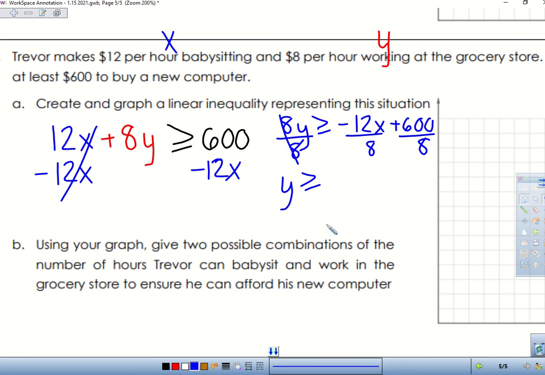We get y is greater than or equal to... Wait. I have a question. Wouldn't you flip the sign if you use the 8? Only if you divide by a negative number. Right. Oh, I think I might have done it wrong. So what does 12/8 reduce to if I divide the top and bottom by 4? 3/2, perfect. And then this is 600 divided by 8. Good, 75.